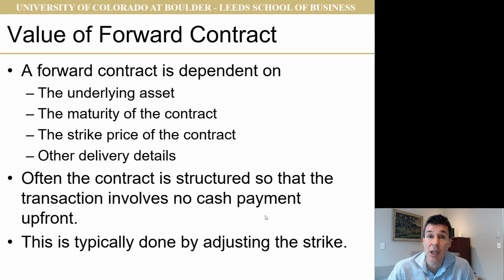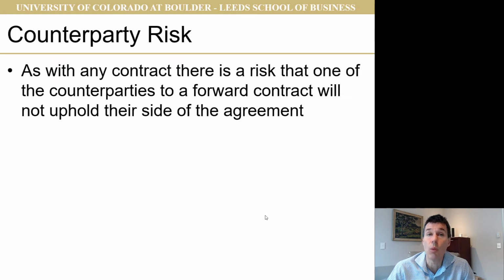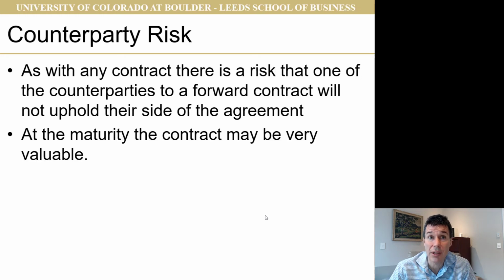And so basically, one typically adjusts the strike, the agreed price of the contract, in order to have a zero present value contract up front. Okay, one of the other things, and again, we kind of hinted at this a little bit, as the market moves around, the value of the forward contract can change. There is a risk that one of the parties to the forward contract doesn't uphold their side of the agreement. Now, this is certainly true if the contract's really valuable at the maturity of the contract.